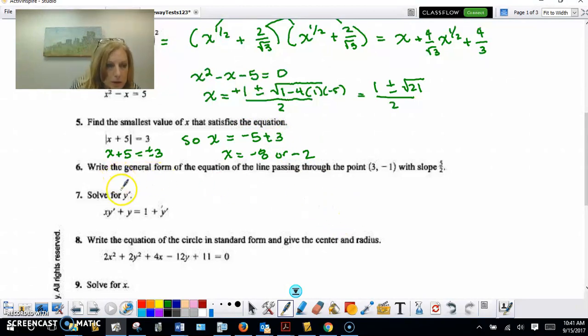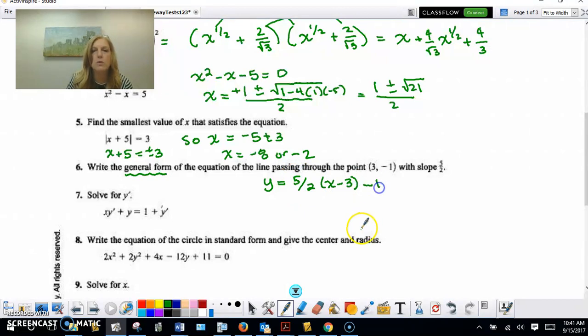Your general form of your equation of a line passing through this. Notice it says general form. I do always start with point slope when you have a point and a slope. So I'm going to start with y equals, I do the Taylor form where instead of y minus, you have it on the other side. You have your slope, which is 5/2 x minus 3 minus your 1.